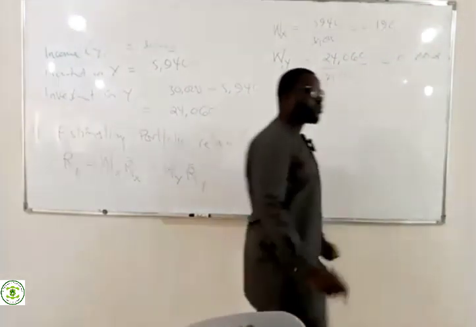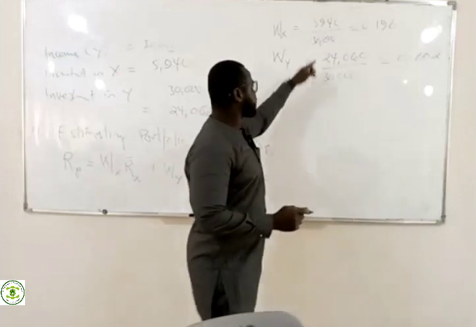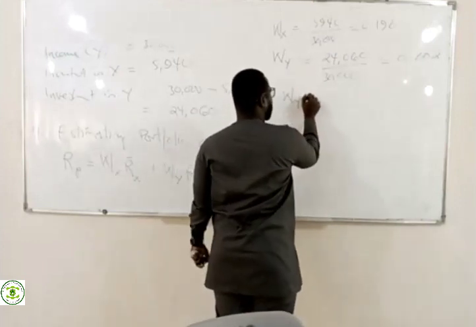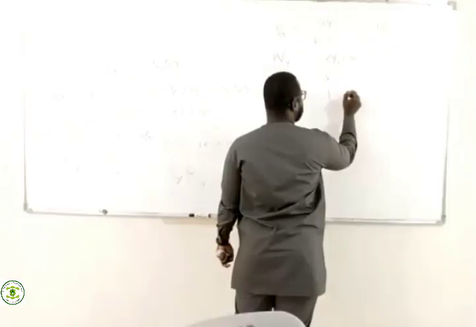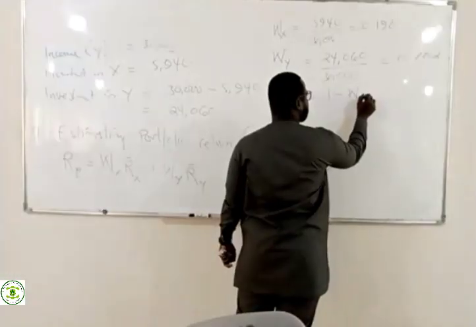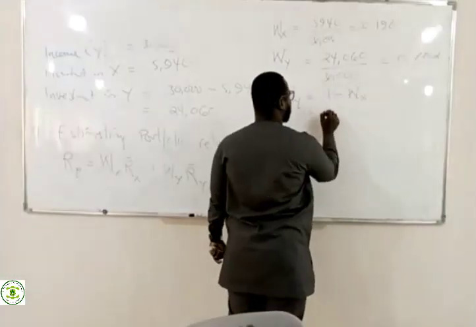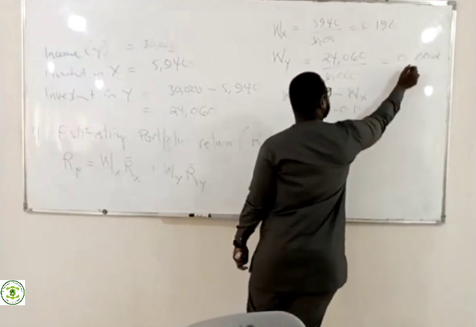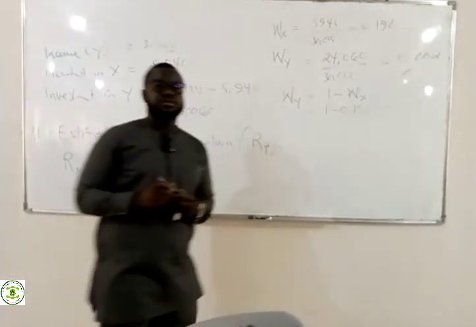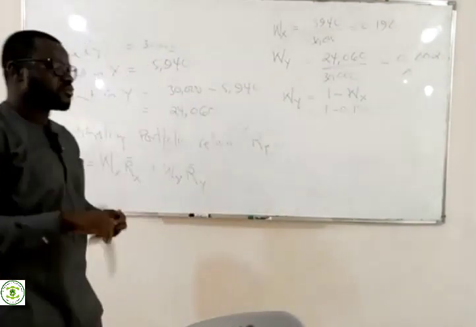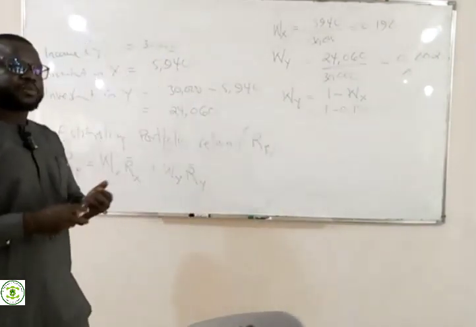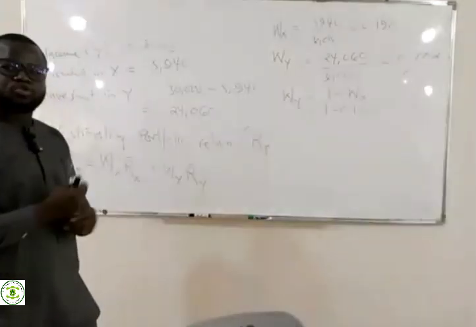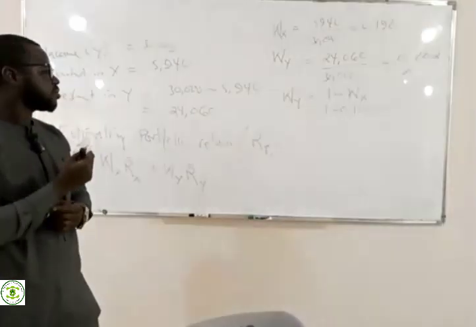0.802. That's good. If you don't want to waste time writing this one, the amount invested in Y will simply be 1 minus the amount invested in X, which will be 1 minus 0.198, which will give you the same thing, because the proportion spent on X plus the proportion spent on Y should be equal to unity, which is 1.